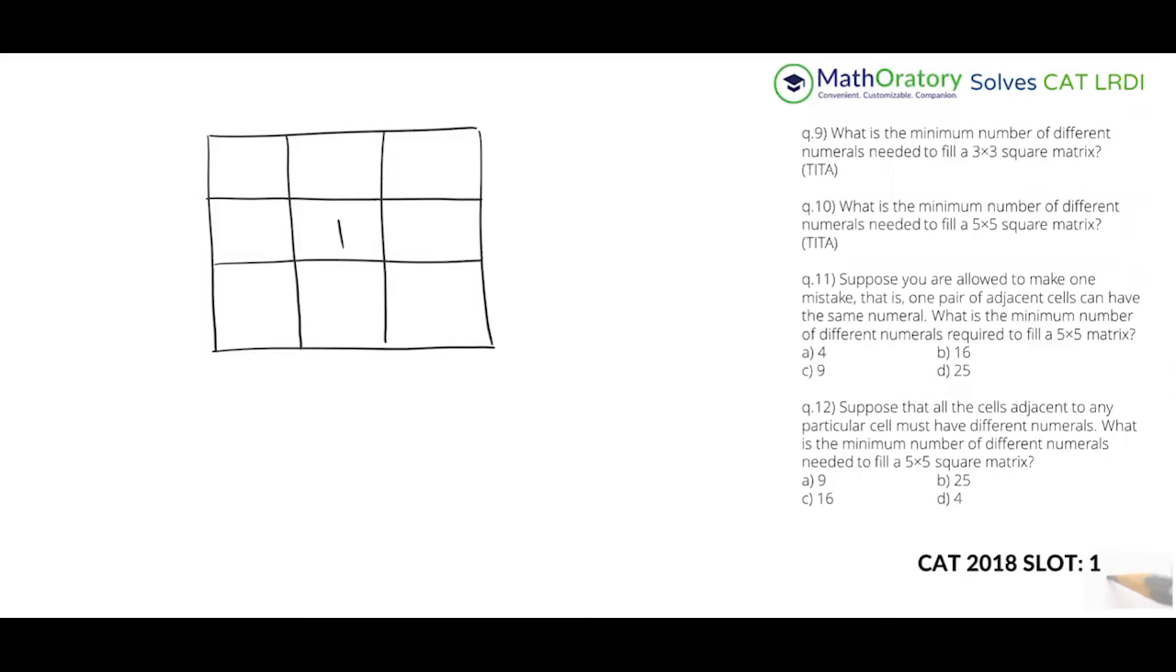The next important ones are the edge ones, because compared to the previous discussion, the corner ones had 3 adjacent cells, but the edge ones have 5 adjacent cells, right? So let us start with the edge one. How do we fill this out? I'll try to repeat the numbers whenever it is possible, because we are looking for the minimum number of numerals to fill the entire grid. So if I put a 2 here, I cannot put a 2 here or here, because these are adjacent to this 2. But I can definitely put the 2 here, right?